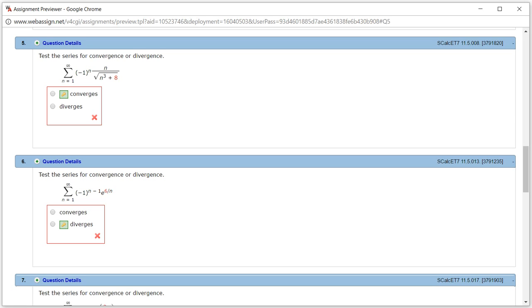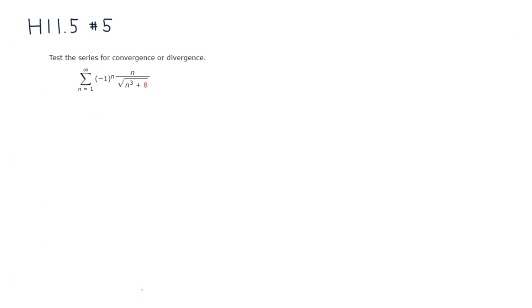Alright, let's look at the homework 11.5, problem number 5. So let's look at this alternating series. We can see that the Bn is just this part without negative 1 to the n. So this is our Bn.